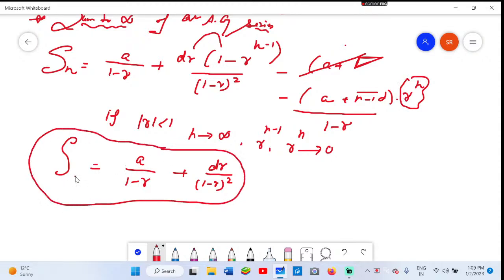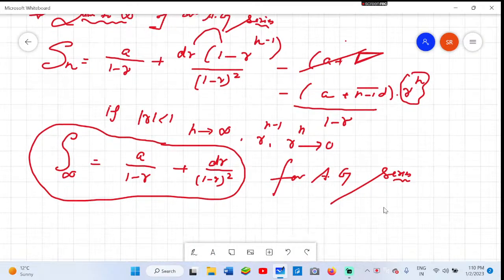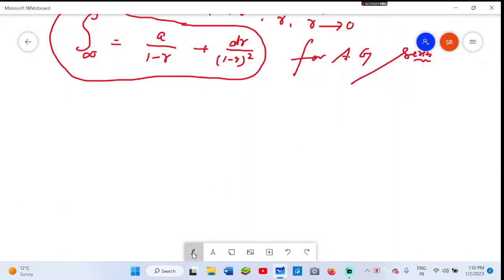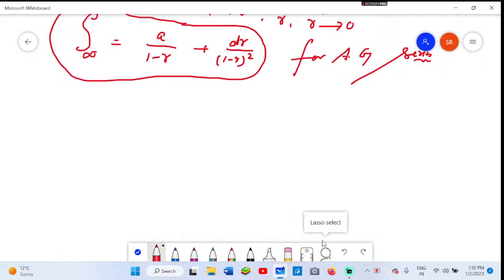So this is the ultimate expression. We can write here S infinity also, no problem. It is for AG series. So how is the content, video, audio going on? You can write your reply, so that I can move to now the working part.